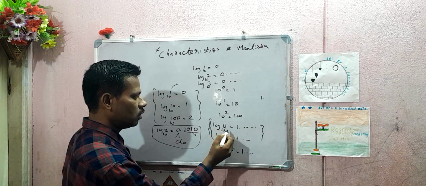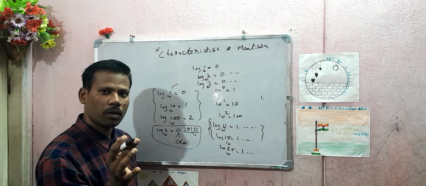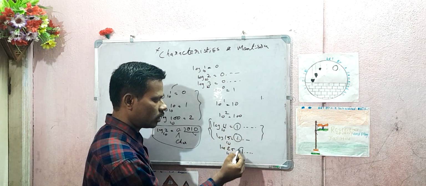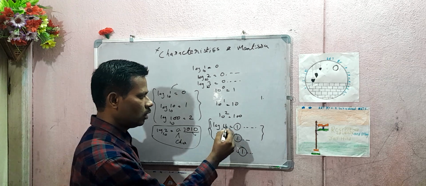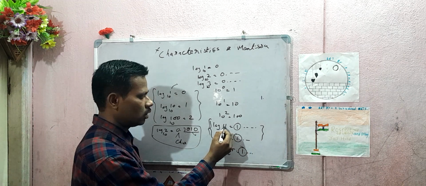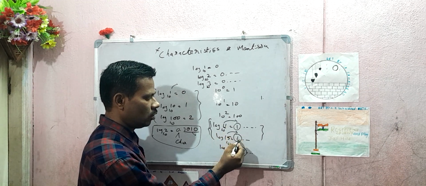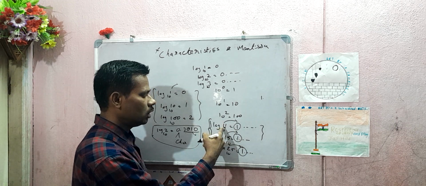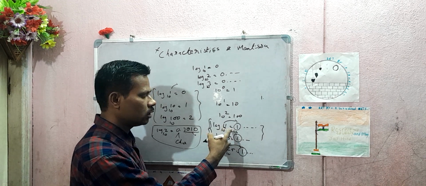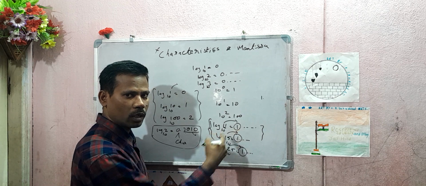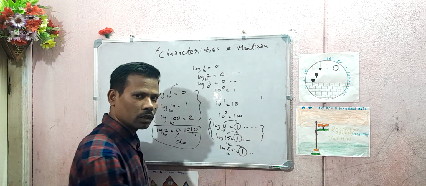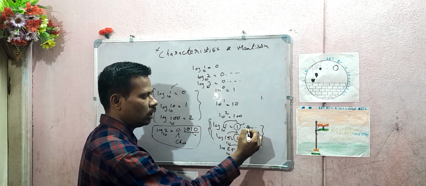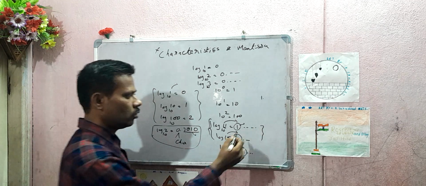What I told just now, the integral part is called the characteristic. Here, this is the characteristic. Now, here 2 digits are there, and how many digits are we getting in the characteristic? 1. So if the number contains 2 digits, then the characteristic is 1 point something. The characteristic is nothing but the integral part, 1, and the rest is the decimal part.